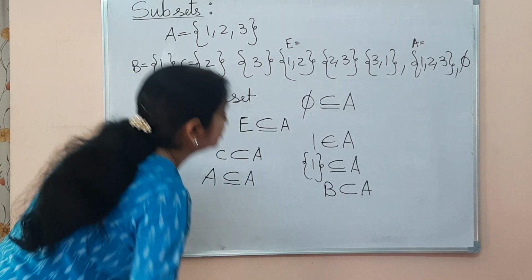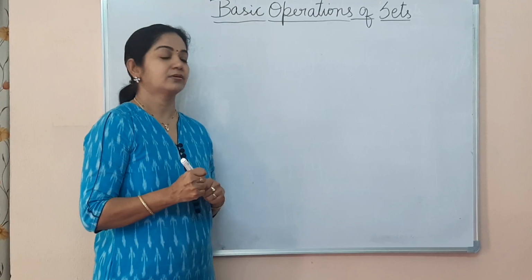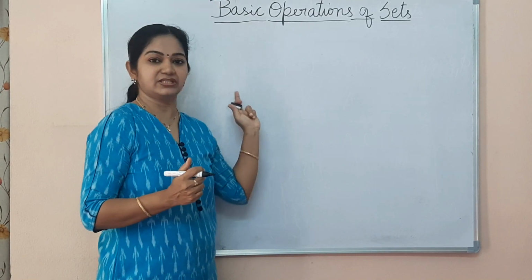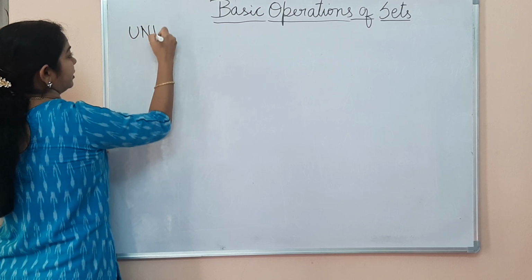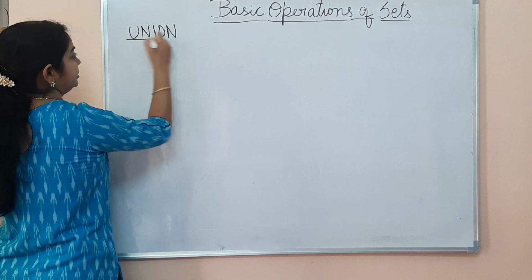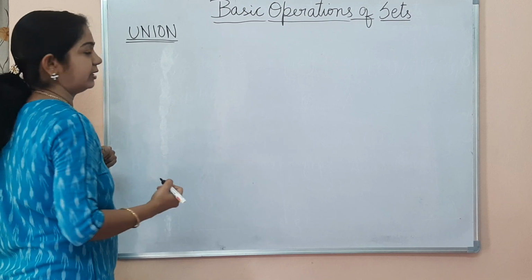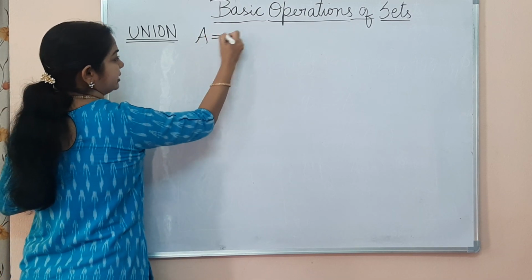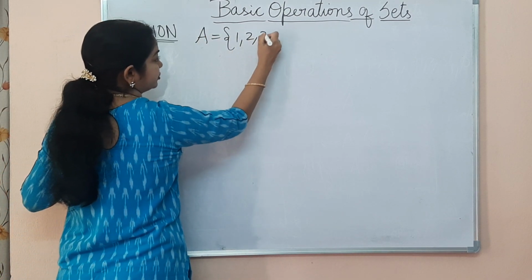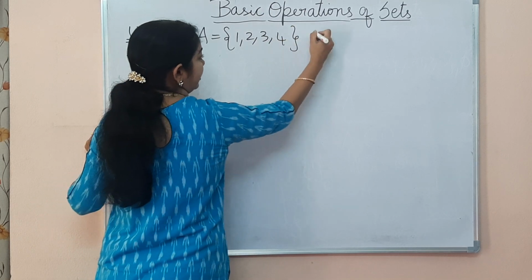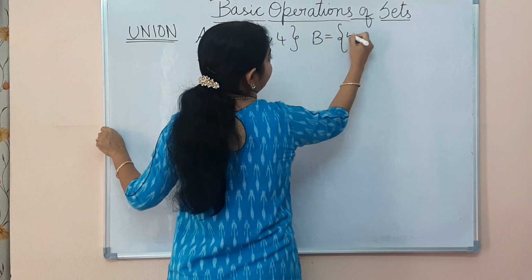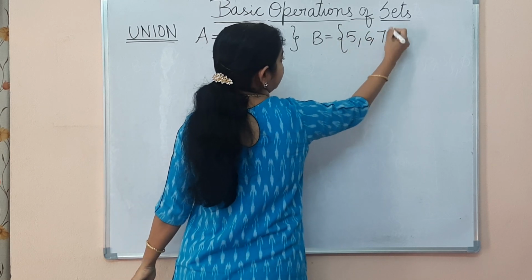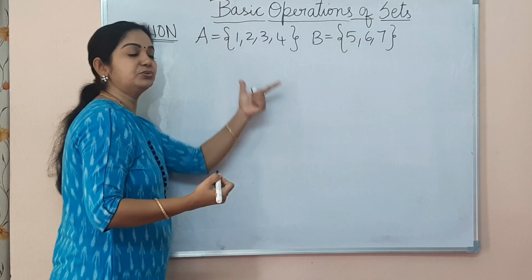Now let's proceed to the next topic, the basic operations of sets. Now we'll talk about the union of two sets. If I take a set A = {1, 2, 3, 4}, and let me take a set B = {5, 6, 7}. These are the two sets A and B.